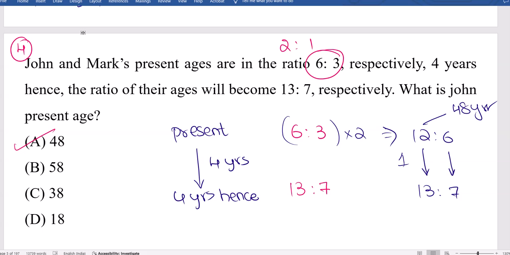One basic logic you should have in your mind is that, compared to the present, future age is more. Some of you argue, can we multiply by 3? Why can't you try multiplying by 3? If I multiply the 6:3 ratio by 3, it becomes 18 and 9. Present 18, future 13 is wrong. Future age must be more. So you cannot multiply by 3. That basic sense we require.